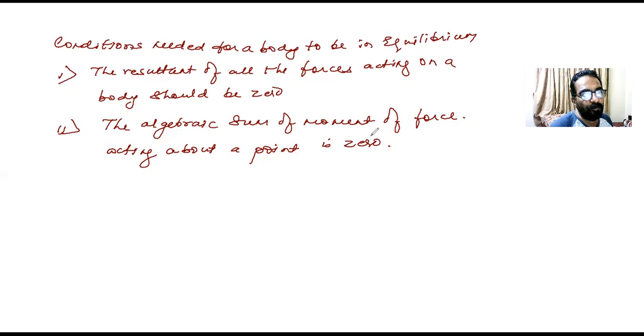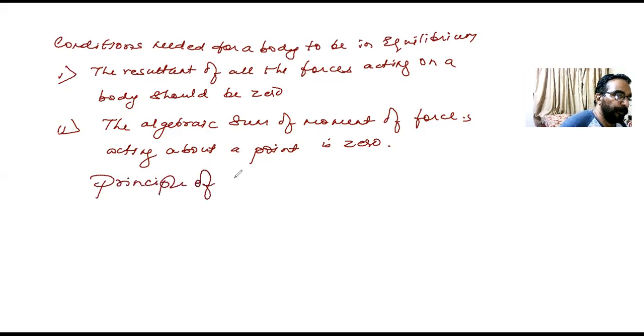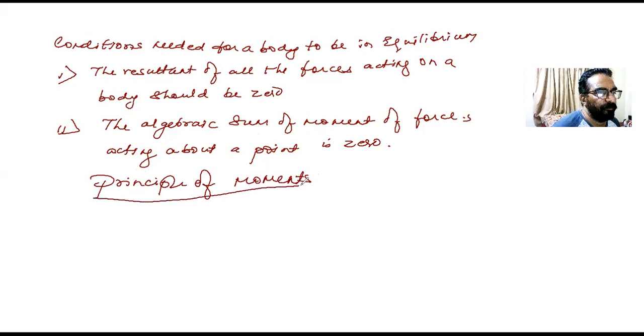So these are the conditions needed for a body to be in equilibrium. The resultant of all the forces acting on the body should be zero, and the algebraic sum of the moments of forces acting about a point should be zero. Got it? Then only can I say this body will be in equilibrium. Now, lastly, I go to the next part. What do you mean by the principle of moments? It's very simple. Once you learn, you cannot forget it.